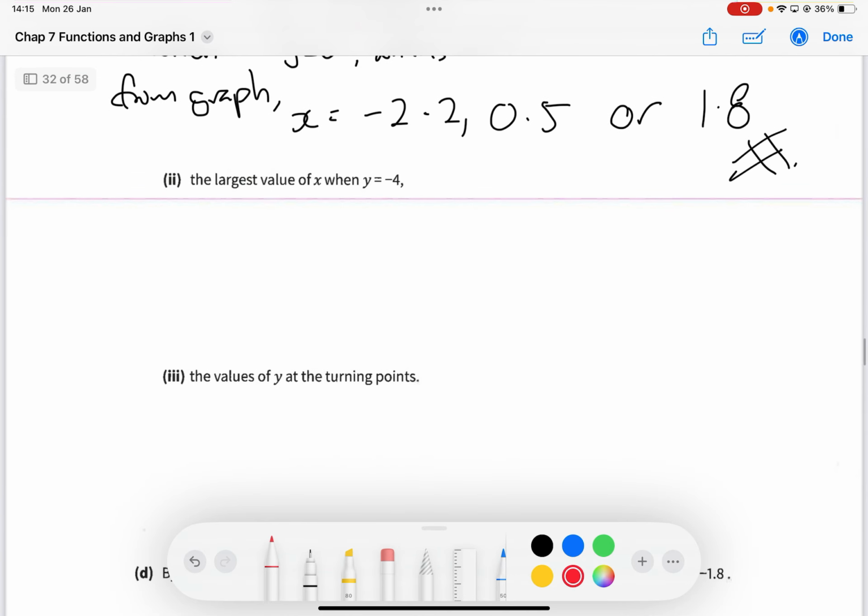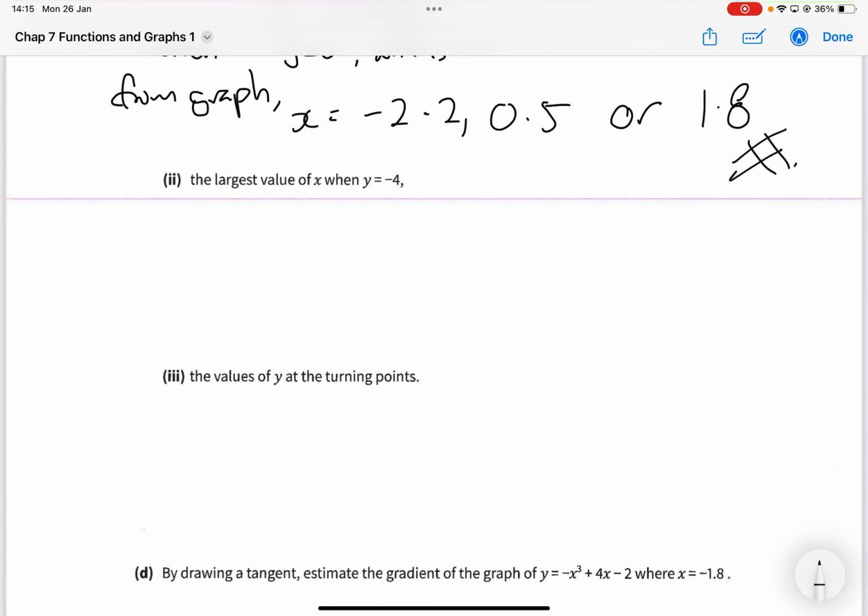Okay? Then again, when I come here, they say from graph or use your graph. So I say from graph, x is 2.1.